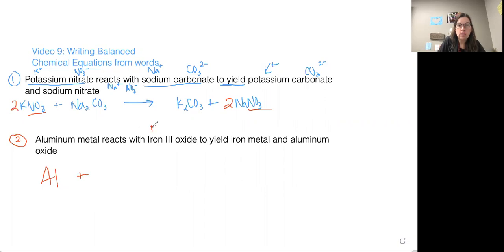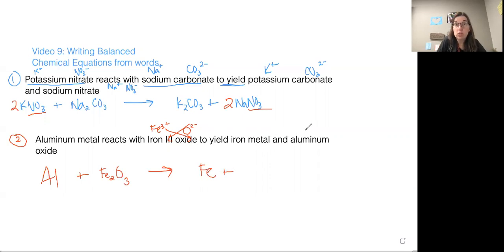So iron 3 is Fe3+. Oxide is the negative ion for oxygen, O2-. That's always a -2. Crisscross your charges. So we're going to have Fe2O3 yields iron metal, that's Fe by itself, plus aluminum oxide.